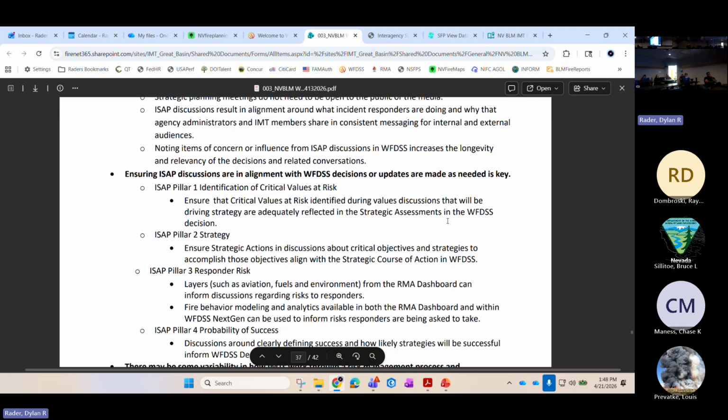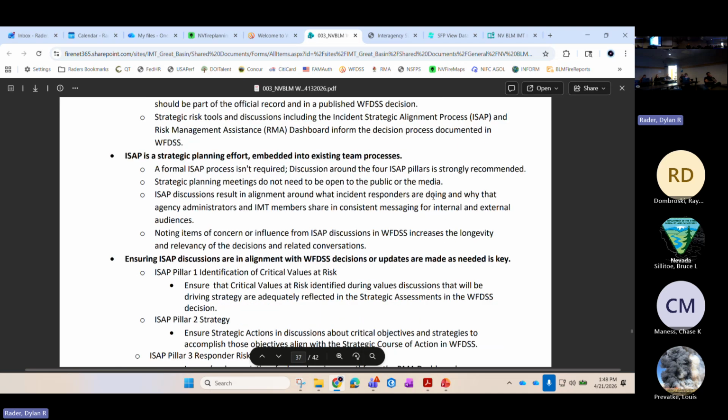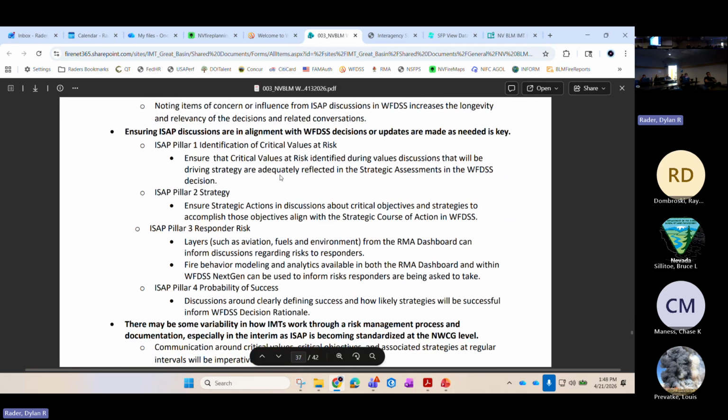And the reason why I talk about that is, and we can go through, you can talk about the story map, but basically you can look at the logo or you can look at the diagram. The ISAP is basically broken into 4 pillars. The first pillar of ISAP is identification of critical values at risk, right? So that's up to us. We can do that through our WFDSS decision.